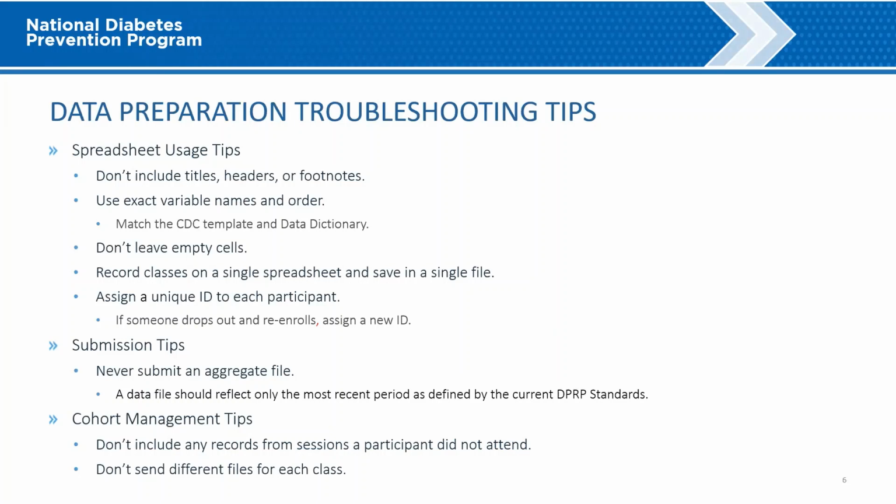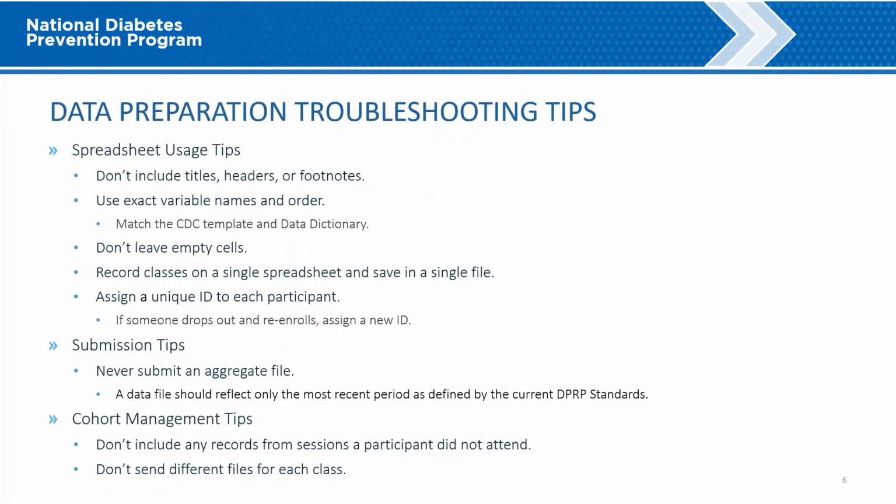Data preparation troubleshooting tips. To avoid the need to correct and resubmit data, here are some troubleshooting tips that will help CDC-recognized organizations avoid common data issues. Don't include titles, headers, or footnotes in your file. Use the exact variable names and order as they appear in the CSV template provided by CDC and detailed in the data dictionary in the DPRP standards. Don't leave any cells empty. Record all classes on a single spreadsheet and save it in a single file.